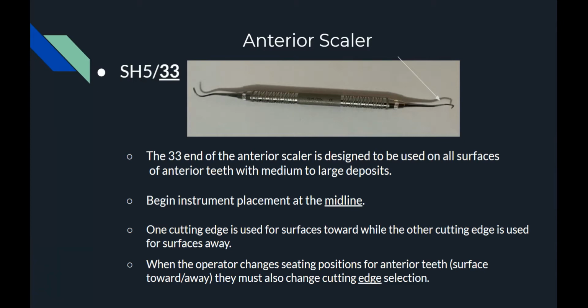Anterior scaler, the 33 end. The 33 end of the anterior scaler is designed to be used on all surfaces of anterior teeth with medium to large deposits. Begin instrumentation placement at the midline. One cutting edge is used for surfaces toward, while the other cutting edge is used on surfaces away. When the operator changes seating positions for anterior teeth, surfaces toward or away, they must also change cutting edge selection.